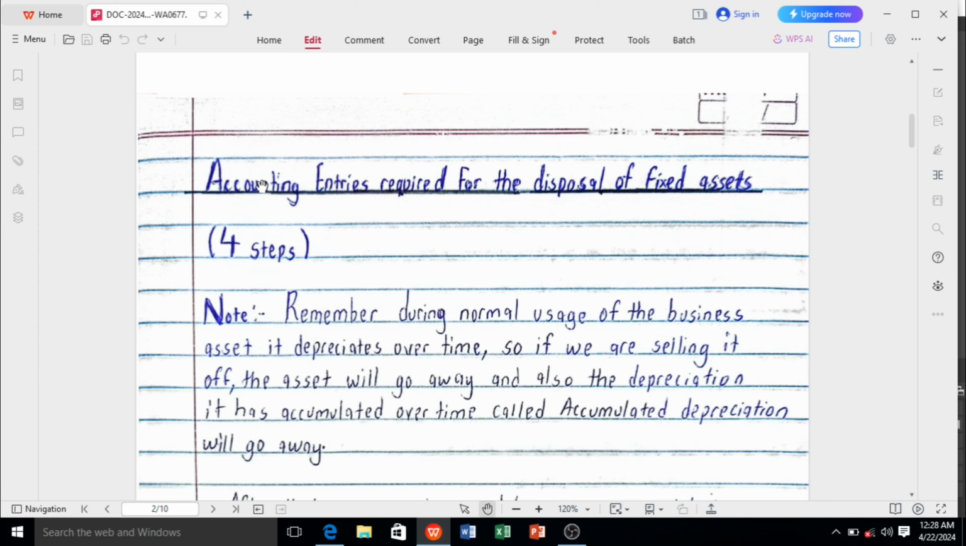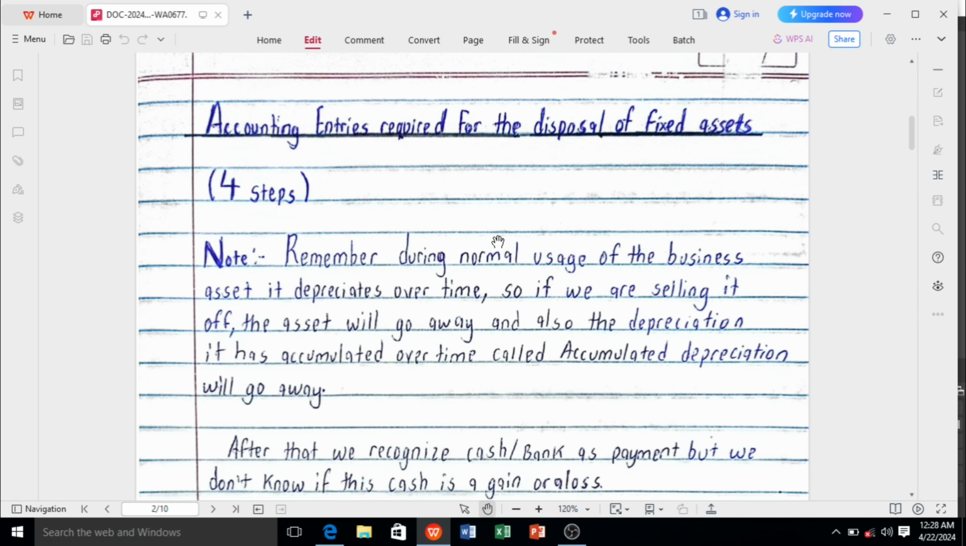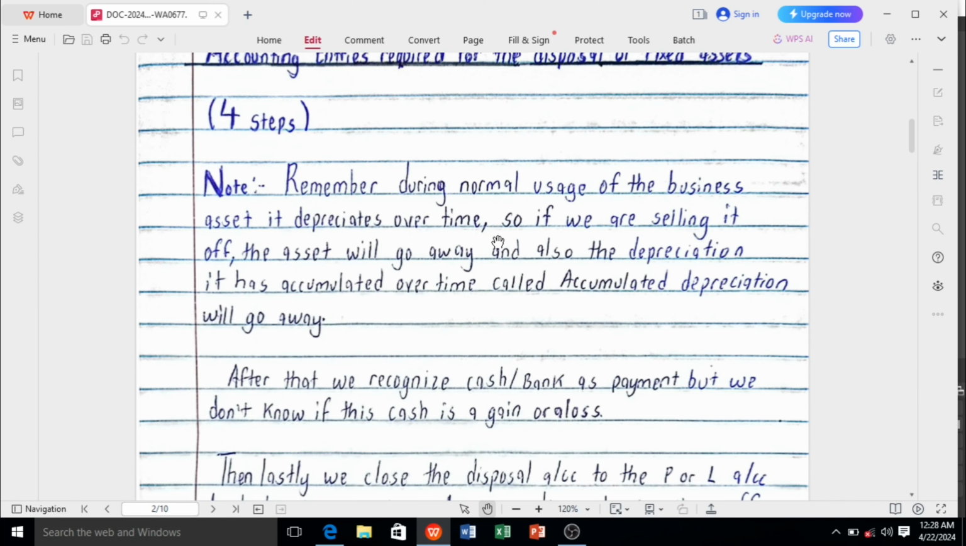With disposal, we have accounting entries that are required for the disposal of fixed assets, which are going to be in 4 steps. But before we handle them, remember, during normal usage of the business asset, it depreciates over time. So if we are selling it off, the asset will go away, and also the depreciation it has accumulated over time, called accumulated depreciation, will go away.